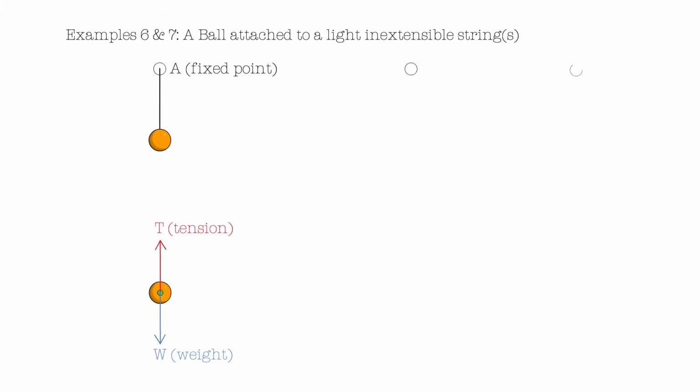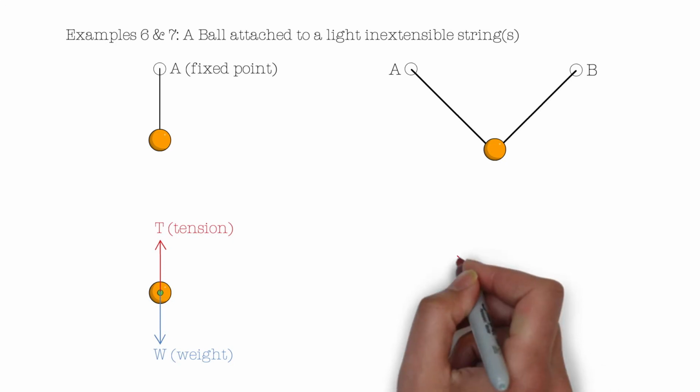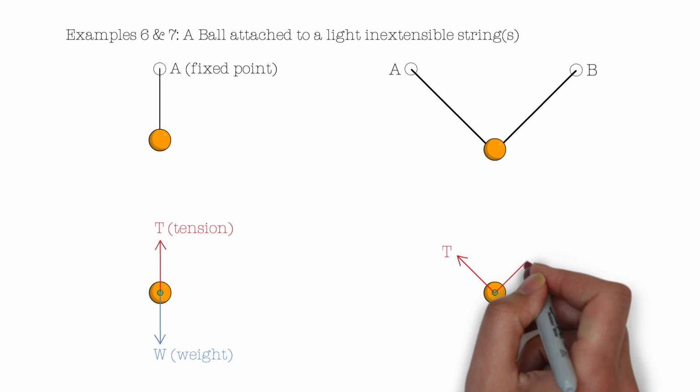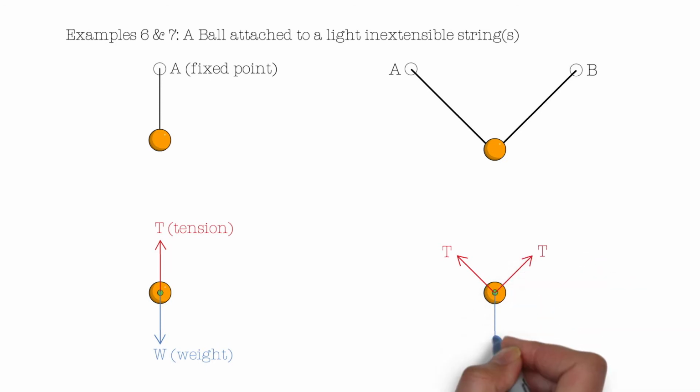Now we have a ball that is attached to two fixed points, A and B. What forces do you think are acting on the ball now? You can pause the video and have a go. Okay, let's draw the center of mass. So we have the tension forces acting along the strings and the weight of the ball acting downwards. The tension forces are at an angle to the vertical and horizontal axes. So if you were to resolve the forces, as it is stationary, both horizontal and vertical forces should be balanced.